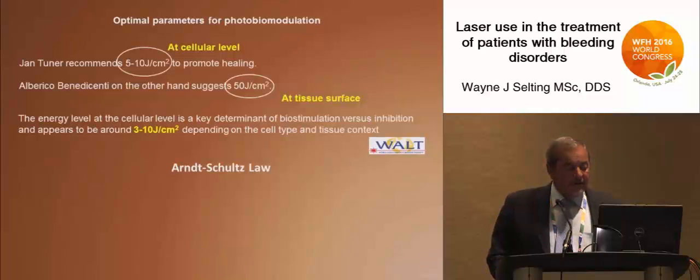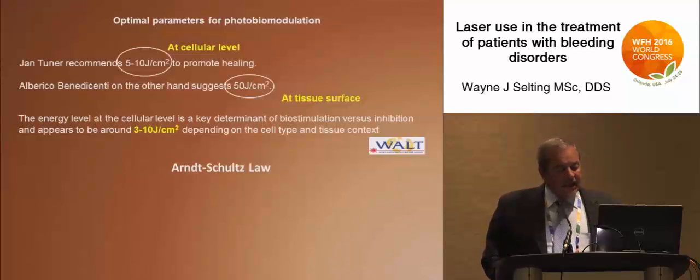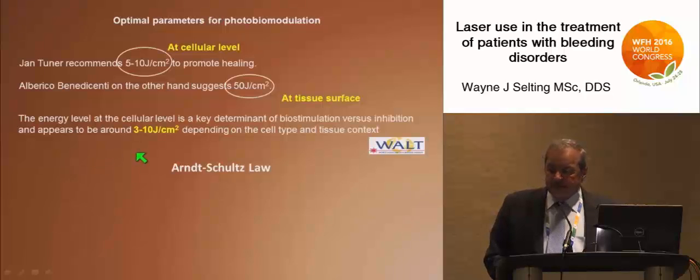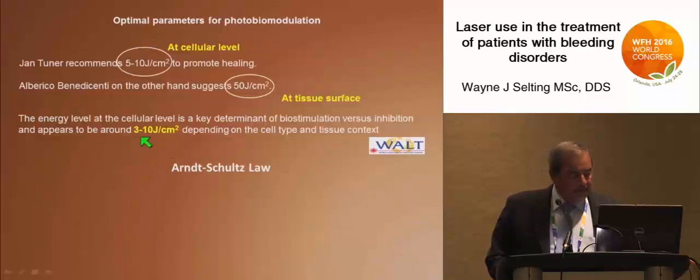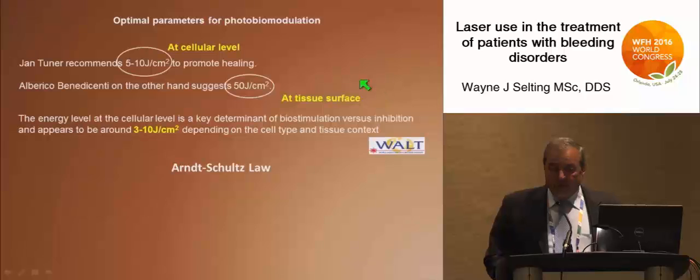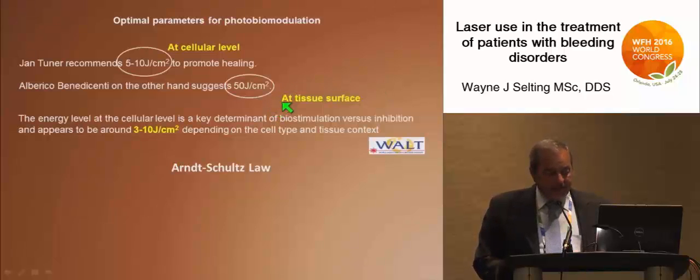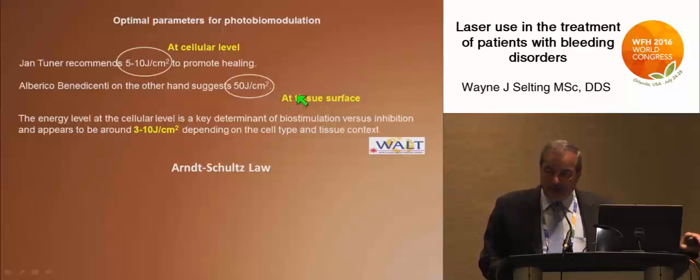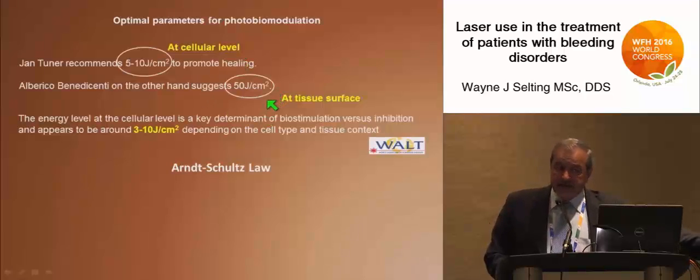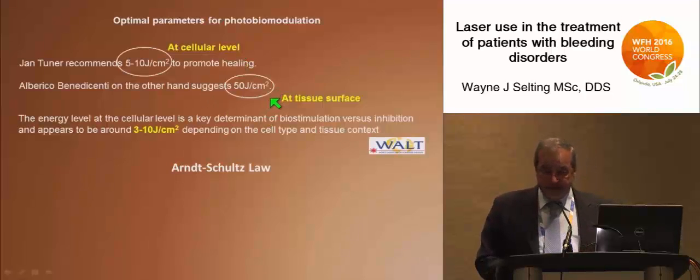Are there optimal parameters? Yes, let me get to here. The energy level, this is what has been accepted after more than 1,500 papers in medicine and in dentistry. The energy level at the cellular level is the key determinant, and that should be between 3 and 10 joules per centimeter squared. Different people around the world have come up with different numbers, but that is because the amount that you apply to the surface of the tissue is not what gets to that cell that's 4 or 5 millimeters deep in the tissue.